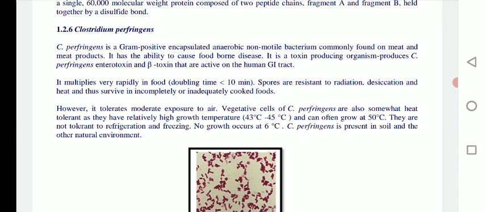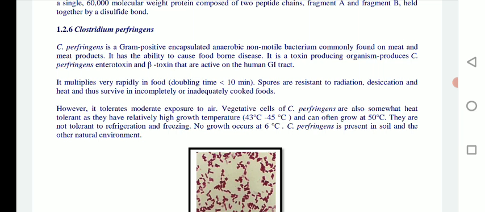So Clostridium perfringens is a gram-positive encapsulated anaerobic non-motile bacterium. Encapsulated means it has a capsule, and basically it is a non-motile bacterium commonly found in meat and meat-related products. So it has the ability to cause foodborne disease. It is a toxin producing organism, producing Clostridium perfringens enterotoxin and beta toxin that are active on the human GI tract, that is the gastrointestinal tract.